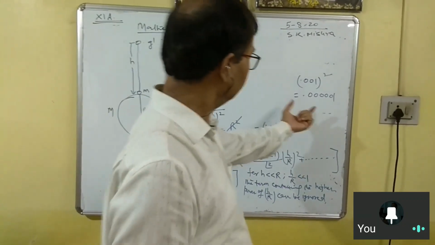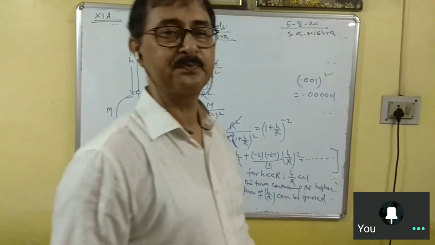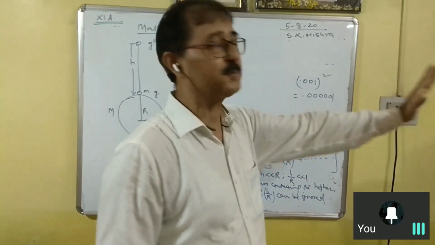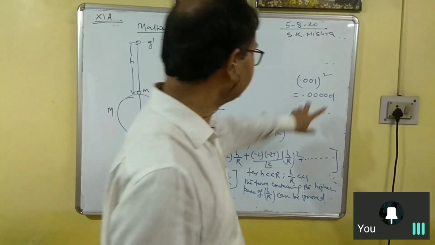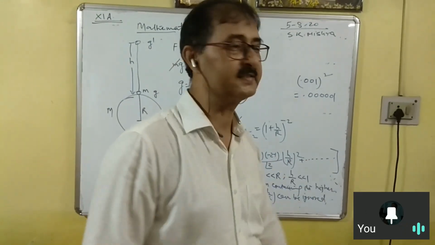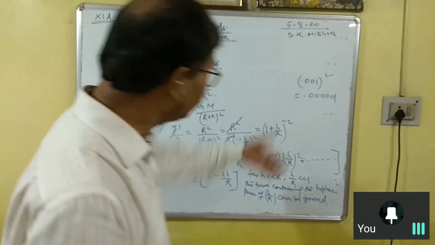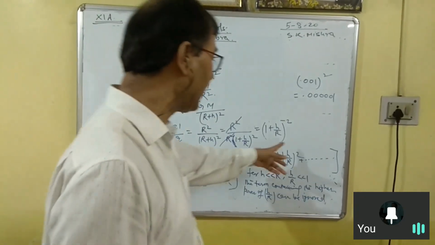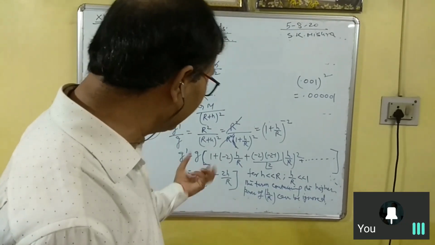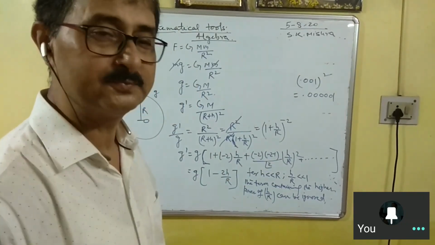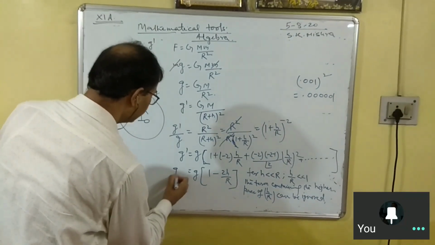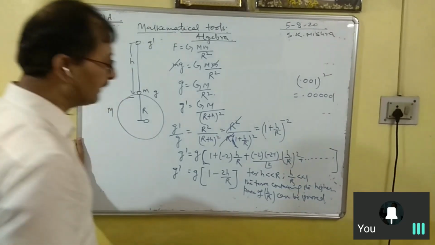See, this is a very small value. If it has a cube power, then it is also a very small value. And when this small value is multiplied by this term, the whole term becomes negligible. So ignoring the terms which contain a higher power of h by r, this is the beauty of physics, to give the final result in a compact form. Easy to remember. So g dash is equal to g into 1 minus 2h by r.